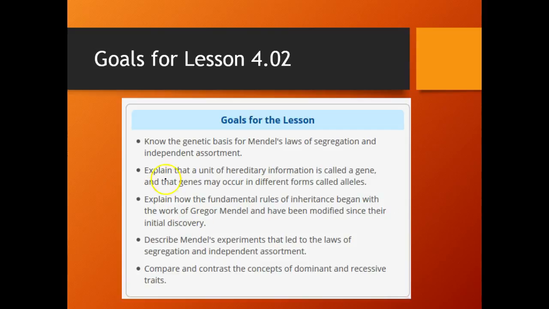Okay, so the goals for the lesson are the same as the last lesson, where we want to know the genetic basis for Mendel's laws of segregation and independent assortment. We also want to understand what a gene is and what an allele is. You should be able to explain the fundamental rules of inheritance through the work of Gregor Mendel, and also how they have slightly changed since their initial discovery. You should be able to describe Mendel's experiments that led to the laws of segregation and independent assortment. And the last thing is you should be able to distinguish between dominant and recessive traits.